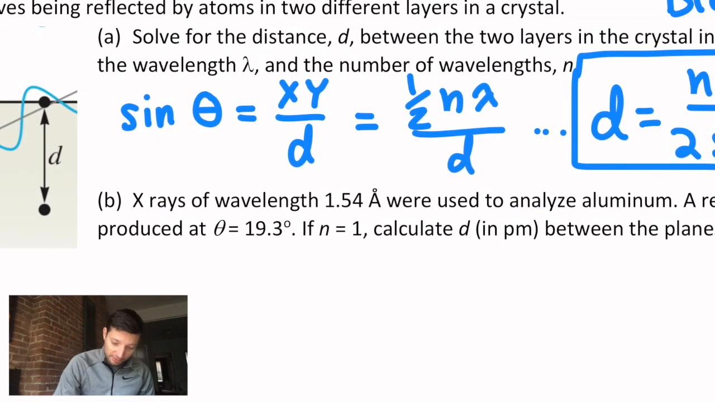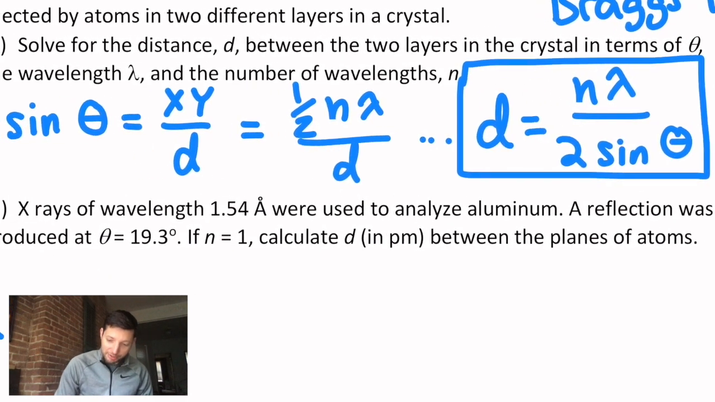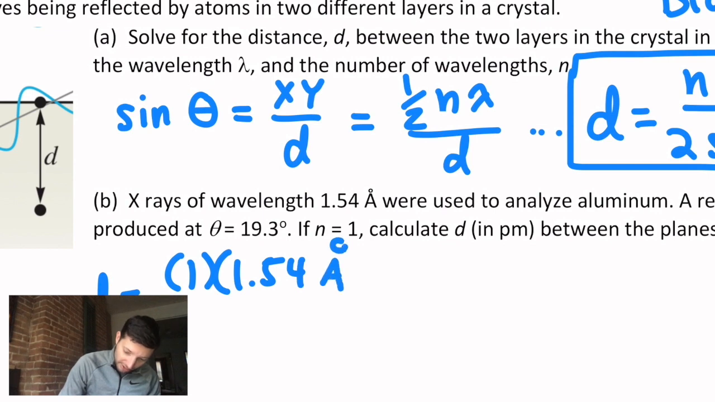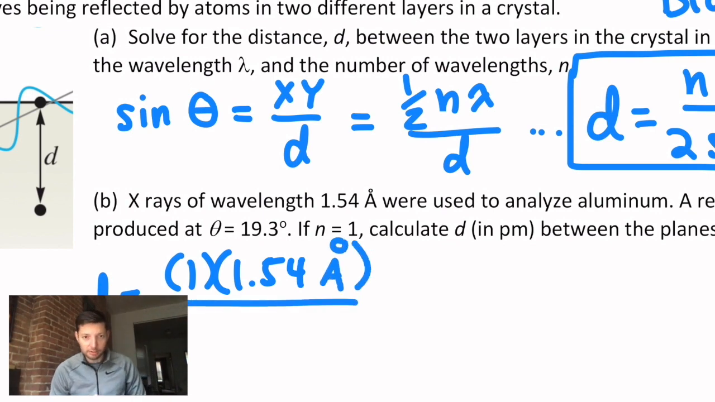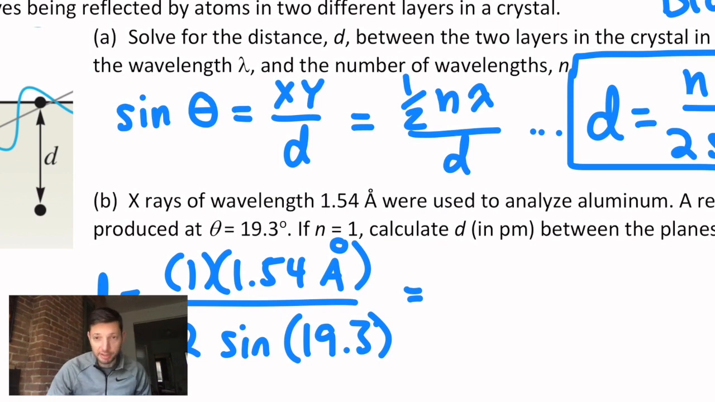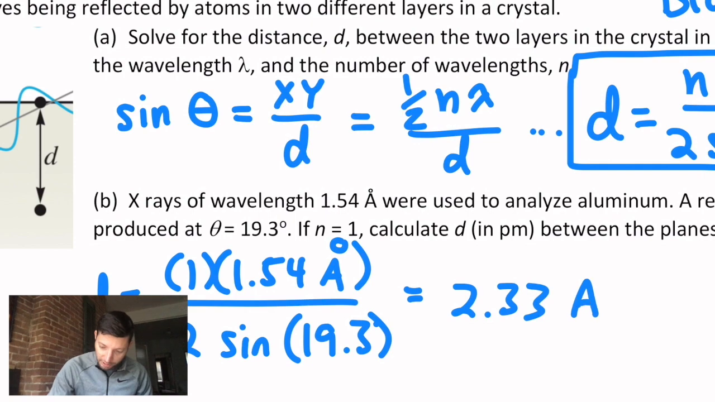Solve for the distance. So d is equal to n lambda over 2 sine theta. n, they're telling us, is 1. Lambda is 1.54 angstroms. That's a capital A with a little o above it, divided by 2 times the sine of the angle, 19.3 degrees. You plug that into your calculator, you get 2.33 angstroms. Maybe you haven't seen an angstrom before.